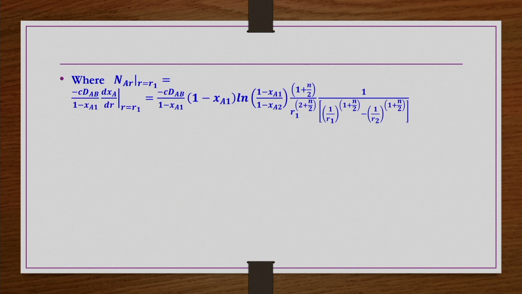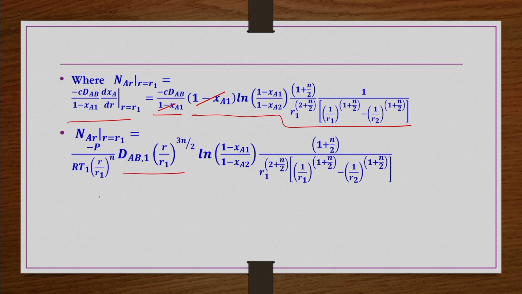So now this flux NAr at r equals r1 is nothing but minus C DAB divided by (1 - xA1) times dxA by dr at r equals r1. So this part is as it is. dxA by dr is given by this expression, which we got in the previous slide. Okay, so this 1 minus xA1, this 1 minus xA1 is cancelled out, and now this C is nothing but P by RT, and DAB is nothing but DAB,1 times (r by r1) whole power 3n by 2. So those things we are writing, and then T is nothing but T1 multiplied by (r by r1) power n, right.